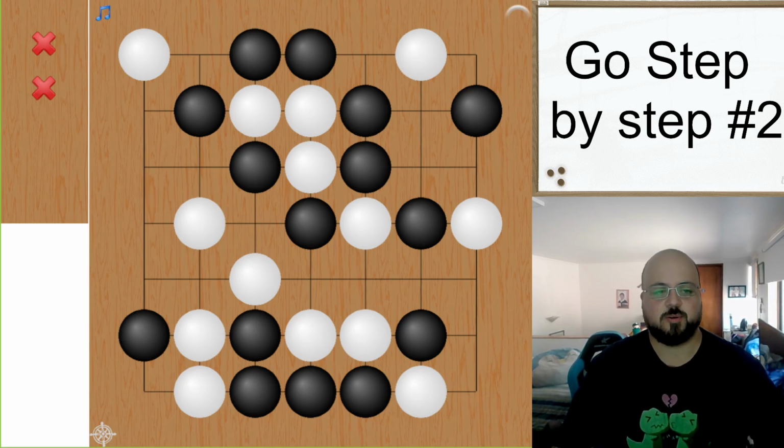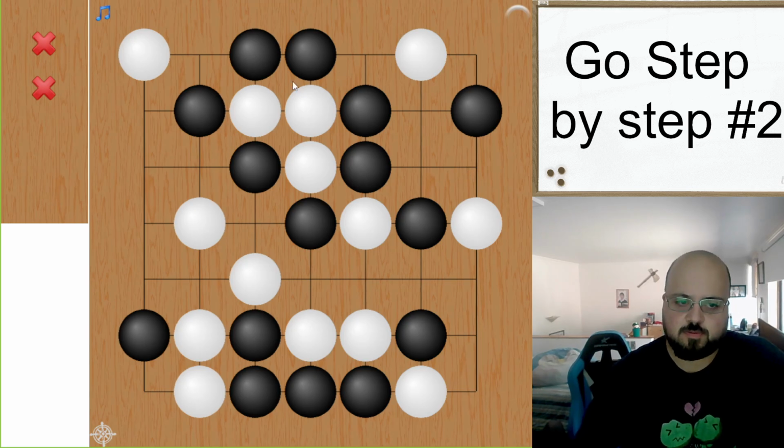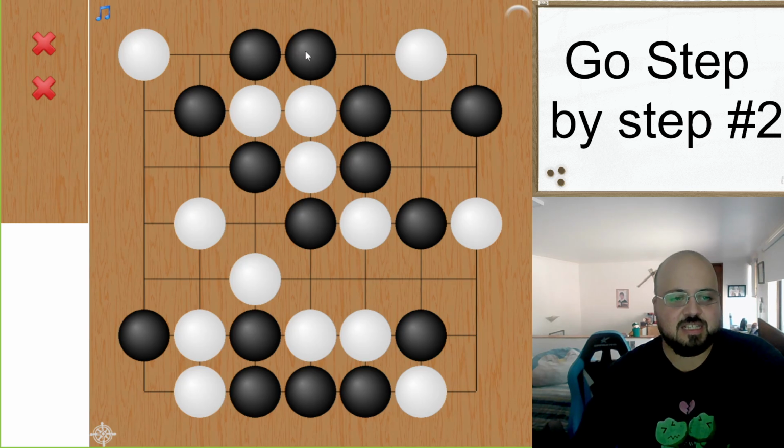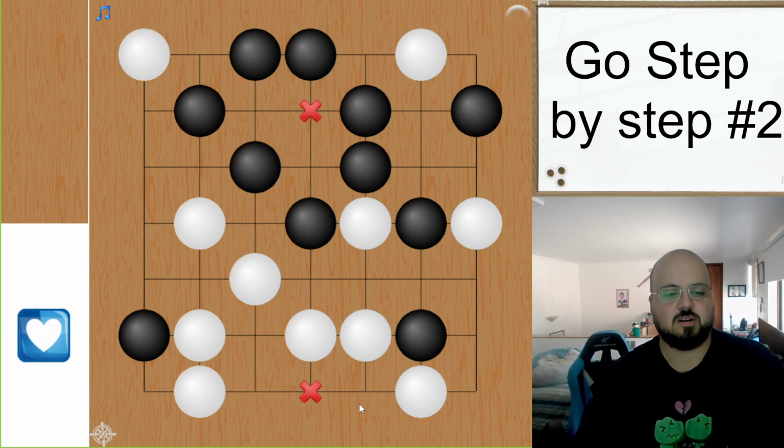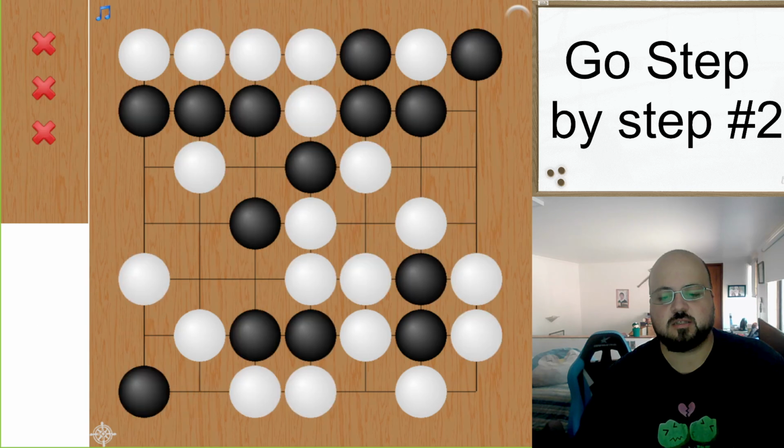Now a little harder. Let's start from the top. Most of the stones that we see still have some liberties, but this one in the middle doesn't have. It has liberties, liberties, liberties, but this one doesn't have, and that will be the answer.